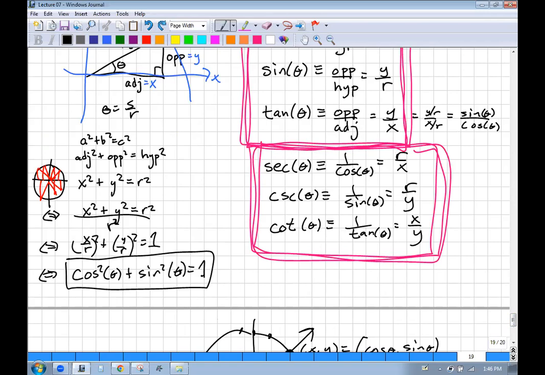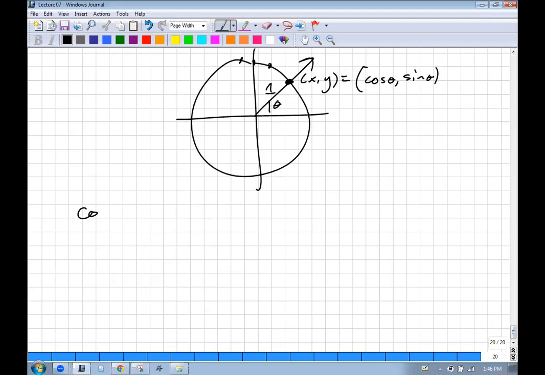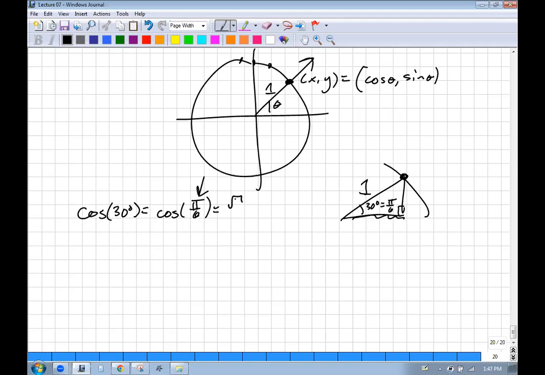So if you ask me, what is cosine of 30 degrees or cosine of pi over 6? This is just a number. If I think of it as an angle, I can figure out what it is. Here's 30 degrees or pi over 6. If this is length 1, what is this length right here? If I know what that length is, I know what this is. This happens to be root 3 over 2. How do I know that? Well, next time I'm going to show you.